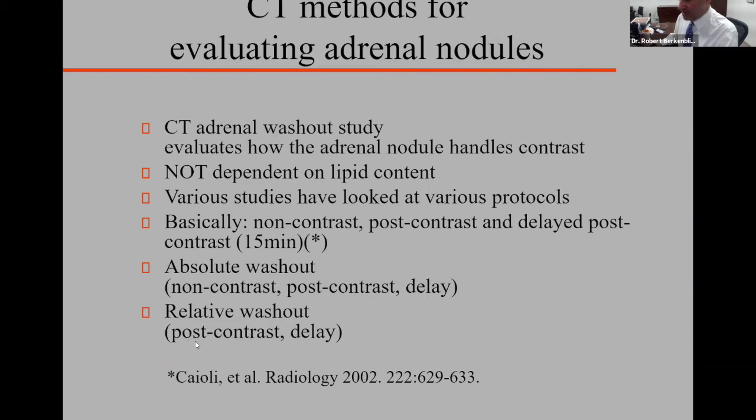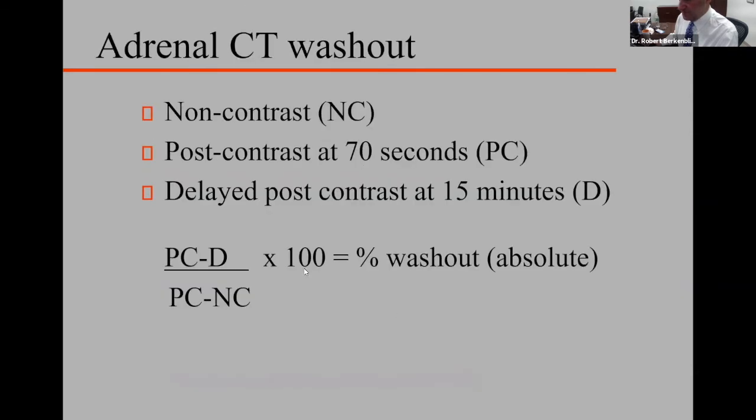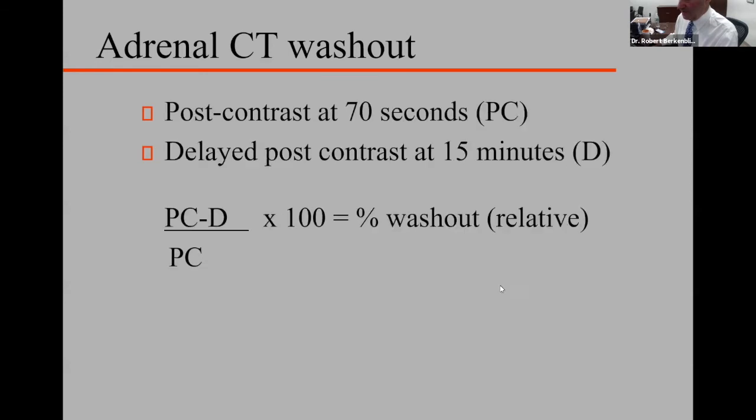If the non-contrast information is not available and by chance delayed imaging is done, you can do a relative washout study. So here we have non-contrast, post-contrast at about 70 seconds, and delayed at 15 minutes. Here's the equation to calculate an absolute washout. Here's the equation to calculate a relative washout if that non-contrast information is not available.